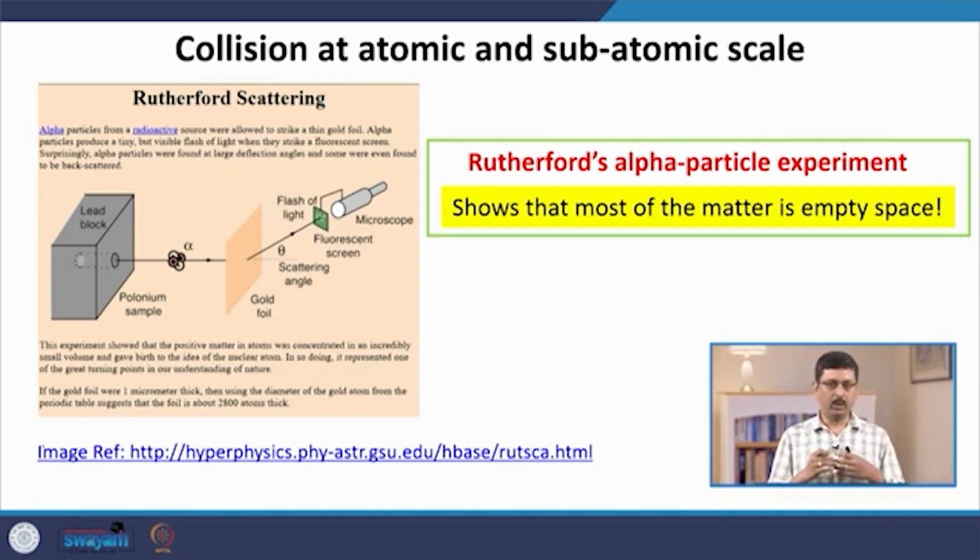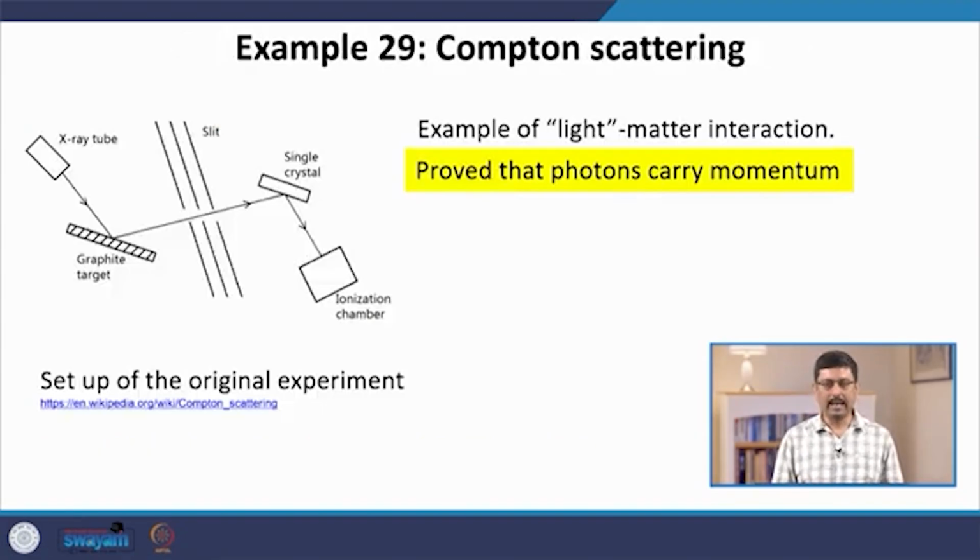From the mechanics point of view, this is an experiment in which there is a collision between the alpha particles and the nucleus of the atoms in the gold plate. In physics terms this is called an example of scattering, which is another word for collision. Now, we are going to take another example which is called Compton scattering.